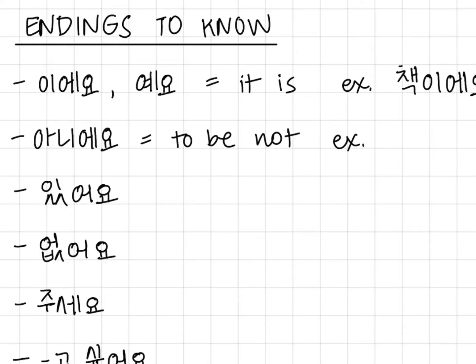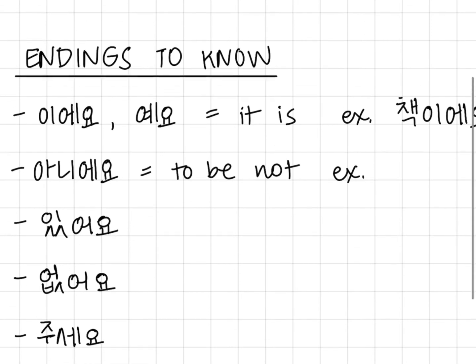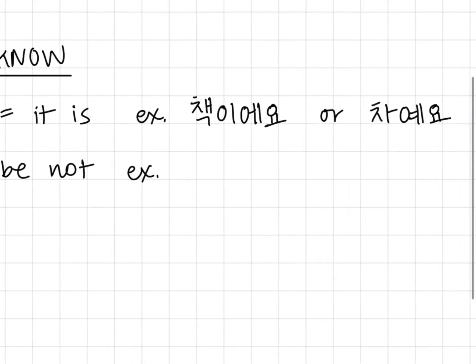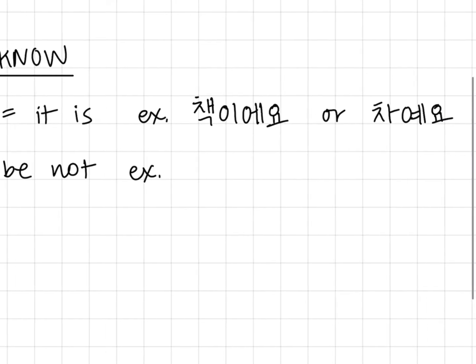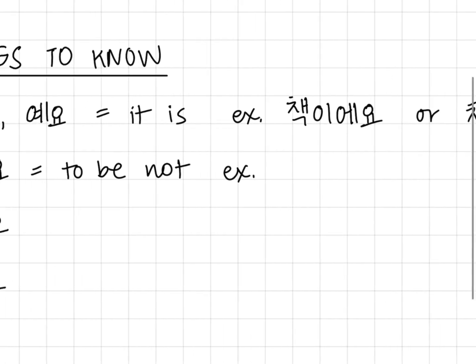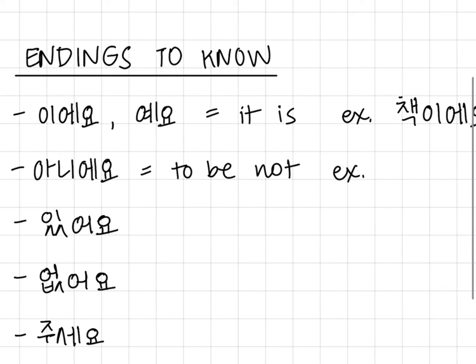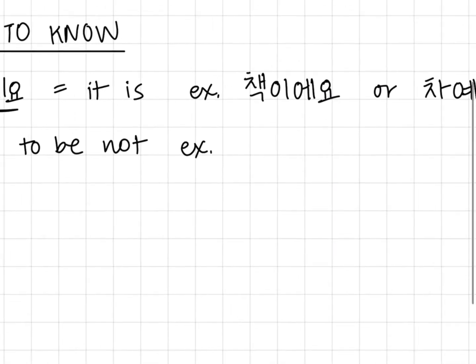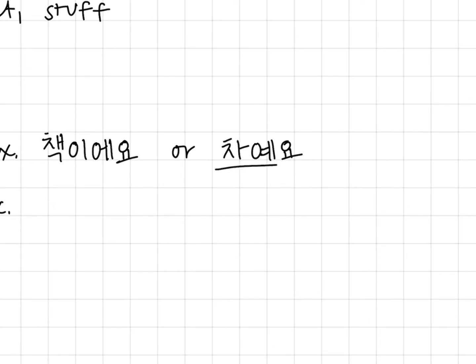The next thing that my study guide goes into are endings to know. The first one is 이에요 or 예요, which basically mean it is. So back with the book example, you could say 책이에요. And 예요, this one is used when a word ends in a vowel. So the example I put here is 차예요 because the word 차 is actually 자동차, but it's shortened to 차. So I just put 차예요, and that's because this is a vowel.